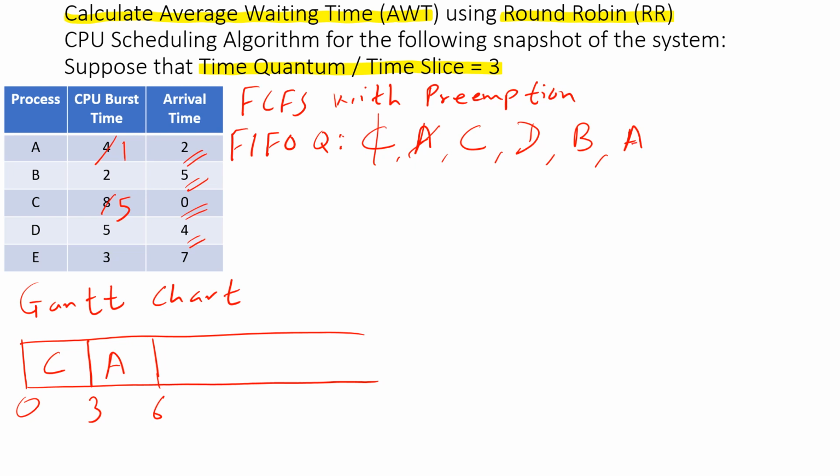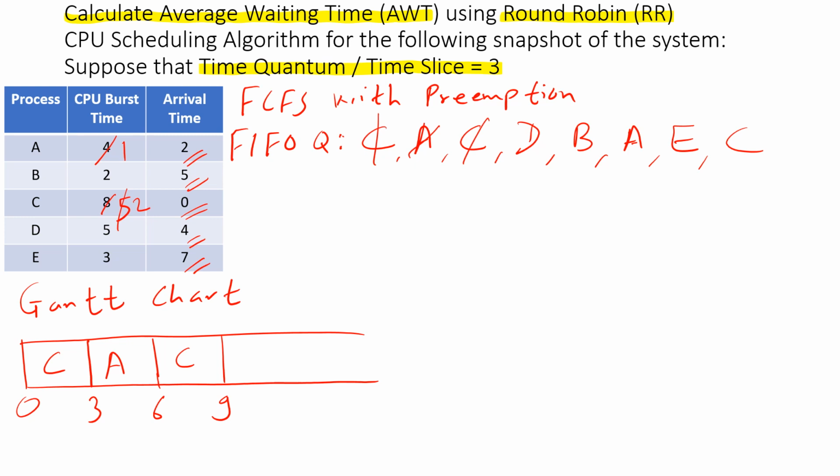Then naturally C will get back the CPU. C will be given CPU for next 3 time units. Okay, but what happens in this time interval from 6 to 9, at time unit 7 E arrives, so E is inserted into the queue, and at time unit 9 C's execution is still pending for 2 more units, so C will be inserted back into the queue.